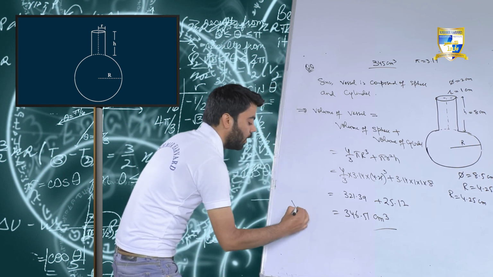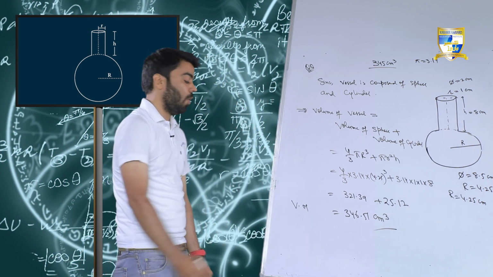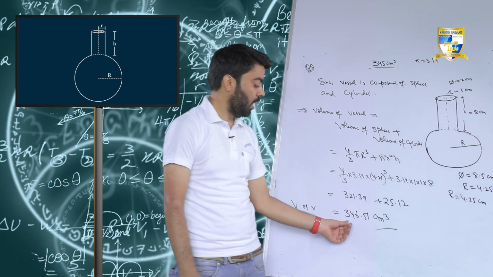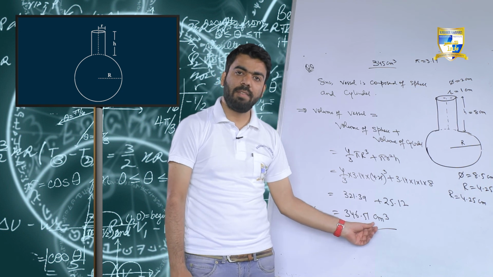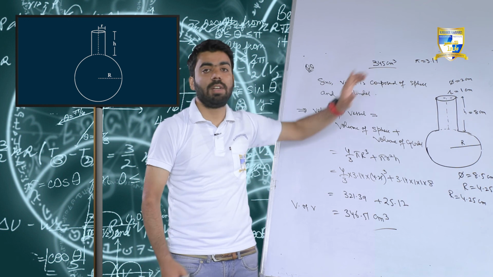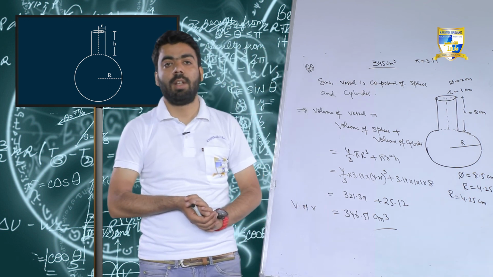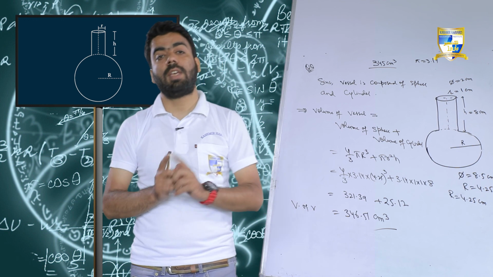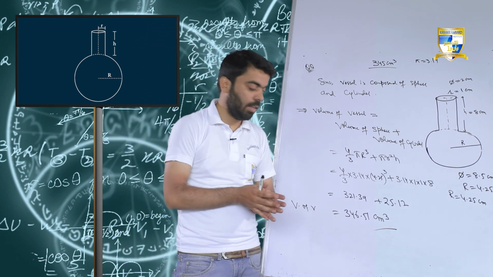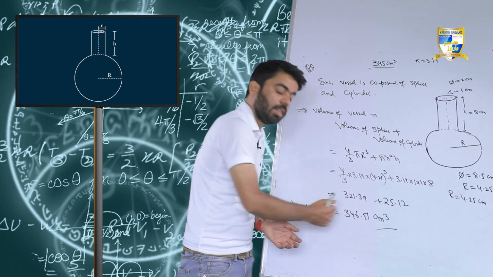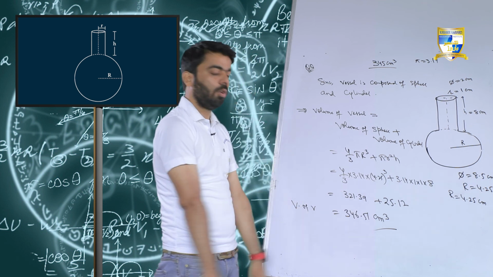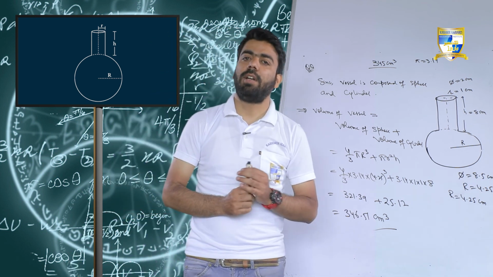The value is 346.51 cm³. So we found the volume of the vessel, or we can say the volume of water in this vessel, is equivalent to 346.51. But the question says the child found it is 345 cm³. So we conclude here that the child is not correct. The correct value of the volume of the water in this vessel is 346.51 cm³. So we conclude exercise number 13.2.